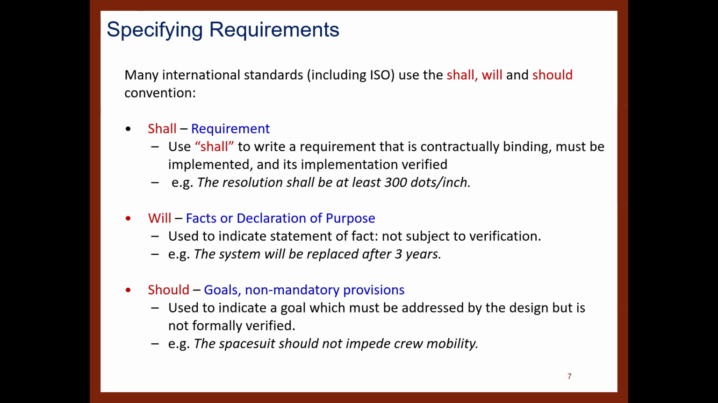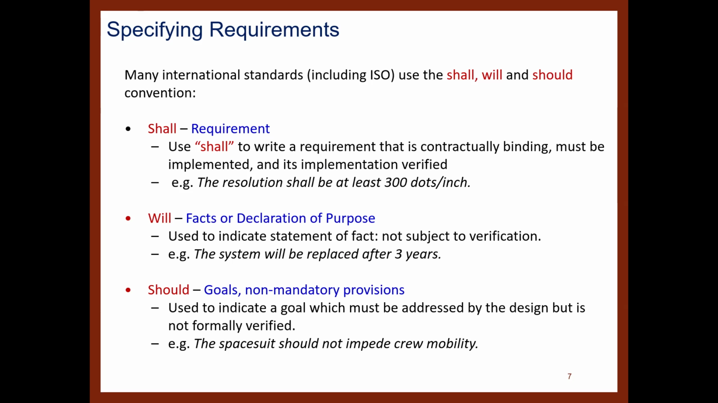If we use will, these are facts or declarations of purpose. It's used to indicate a statement of fact, which is not subject to verification. So an example could be the system will be replaced after 3 years. Most likely you are not going to be present to check whether or not that's going to happen, but that's more like a recommendation.